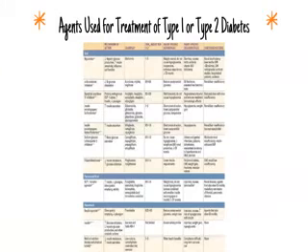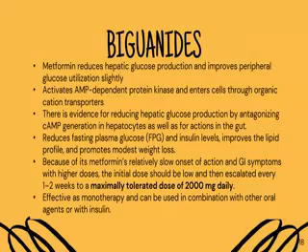So these are all the agents that are used for the treatment of type 1 or type 2 diabetes. Firstly, biguanides. Mostly, the most common drug we use is metformin, we all know. It reduces hepatic glucose production and improves the peripheral glucose utilization slightly. It activates AMP-dependent protein kinase and enters the cells through organic cation transporters. There is evidence for reducing hepatic glucose production by antagonizing cyclic AMP generation in liver cells, as well as for actions in the gut. Reduces fasting plasma glucose and insulin levels, improves the lipid profile, and promotes modest weight loss.